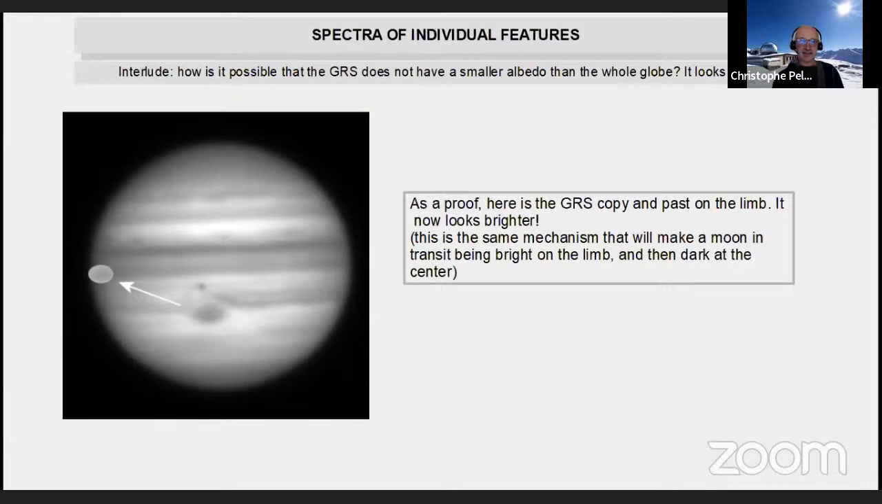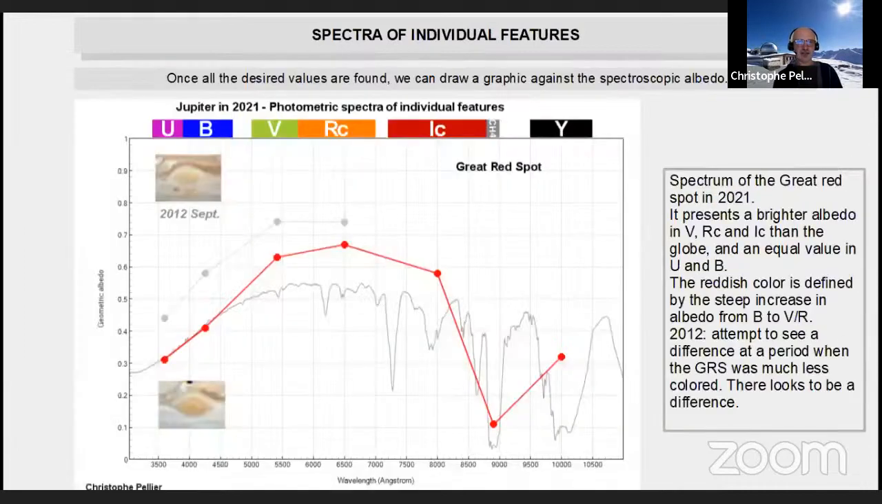This is now the spectrum of the Great Red Spot last year. So you can see that there is a steep increase from blue to visible and red, and this defines the red color.